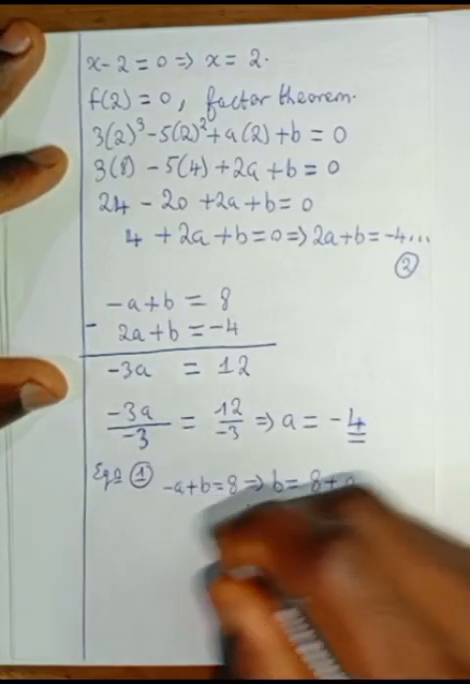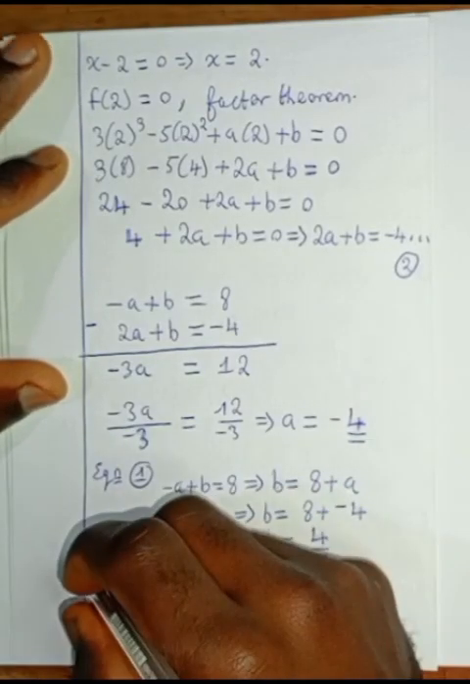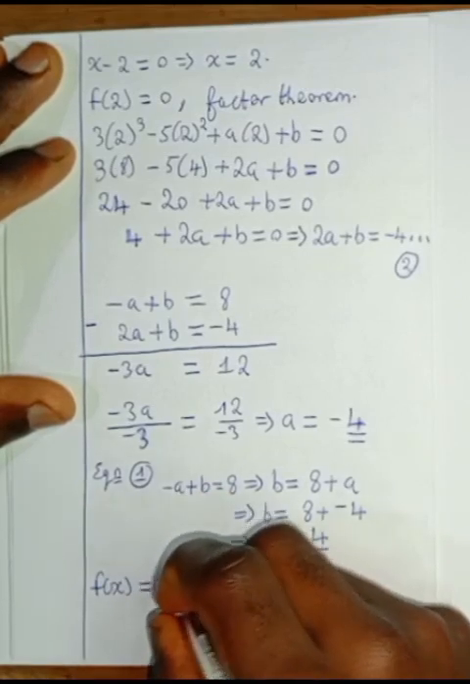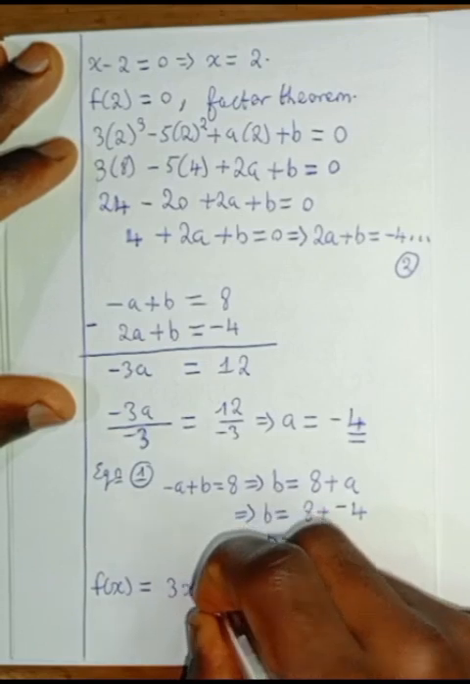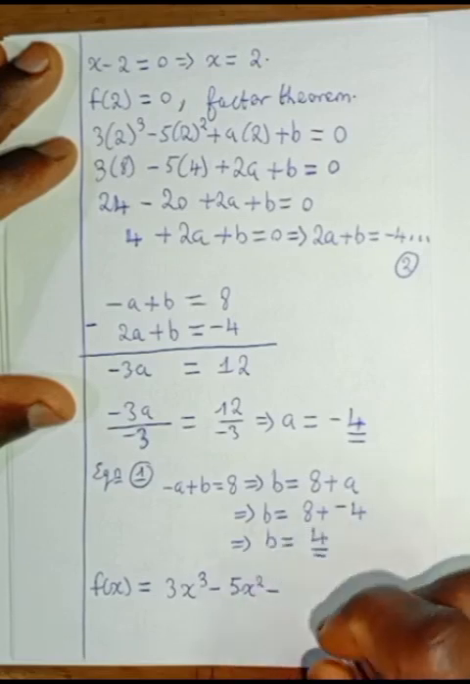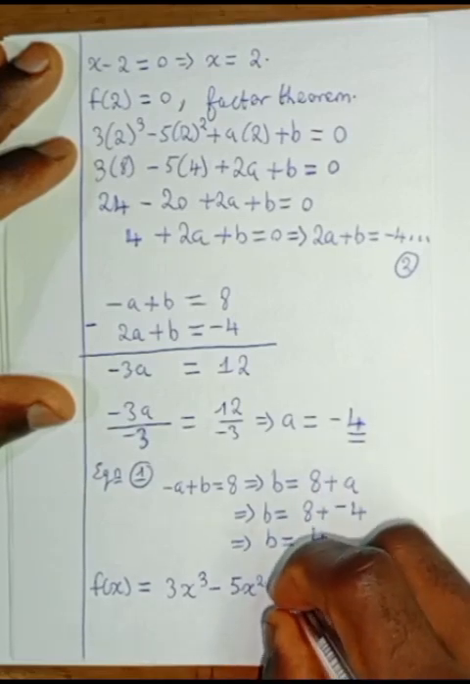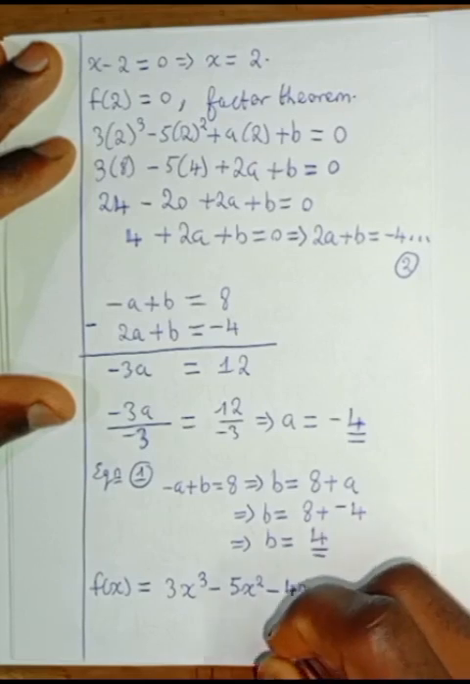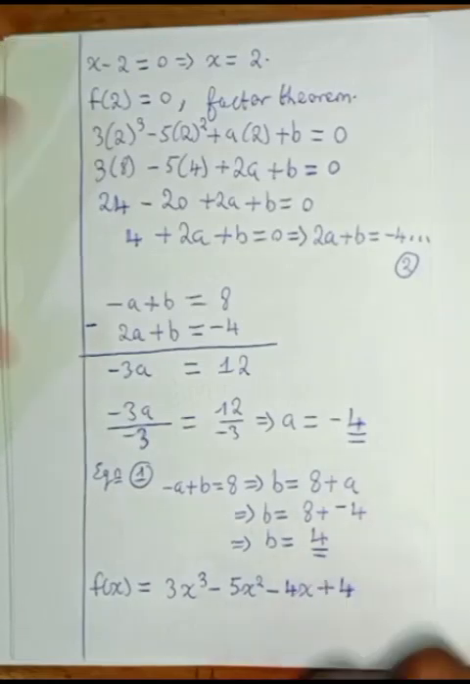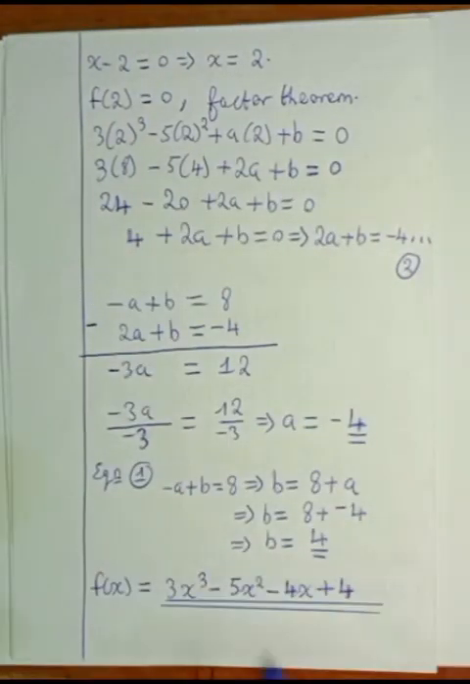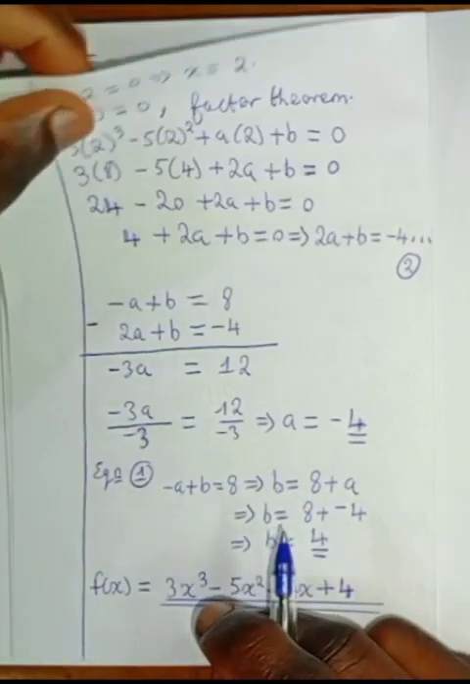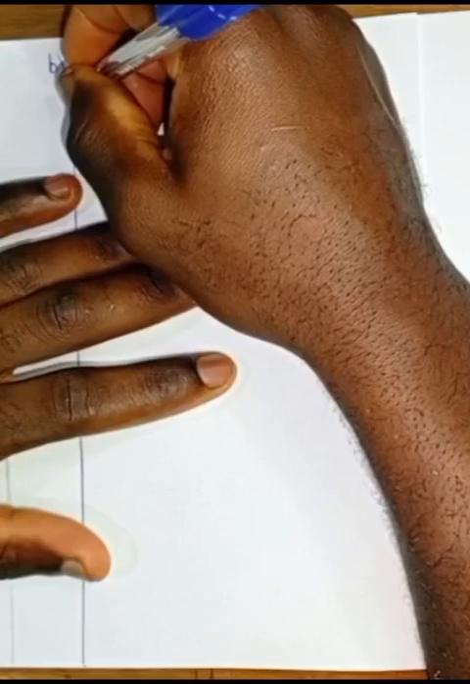Now we are going to replace the values of a and b in our polynomial. The polynomial f of x will simply be equal to 3x cubed minus 5x squared minus 4x. We replace a with negative 4 plus b, which is 4. This is our polynomial. We go now to question b, which says factorize f of x completely.